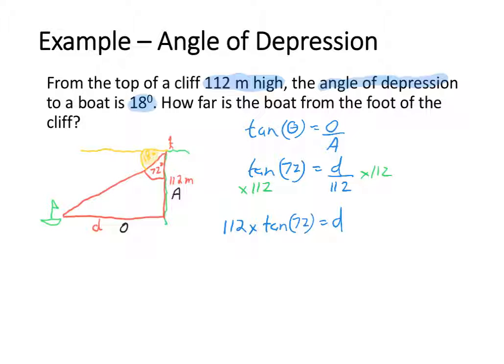So putting that into a calculator, the distance from the cliff to my boat is going to be 344.7 meters. So by using the angle of depression and trigonometry, I can work out that the distance from the edge of the cliff to the boat is 344 meters. So that is an example of how we can calculate or solve a problem using both angles of depression and trigonometry.